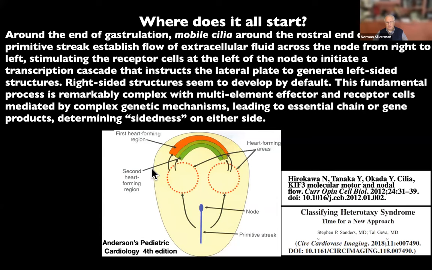This fundamental process is remarkably complex, with multi-element effector and receptor cells mediated by complex genetic mechanisms, leading to gene products determining sidedness on either side, and in fact, for the whole body. And if you want to read the references, here is a reference from Dr. Hirakawa et al. in Current Opinion in Cell Biology, and also a paper from Canada by Dr. Stephen Sanders and Tal Geva on classifying heterotaxy syndromes.